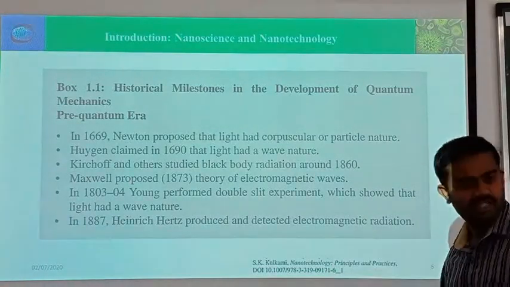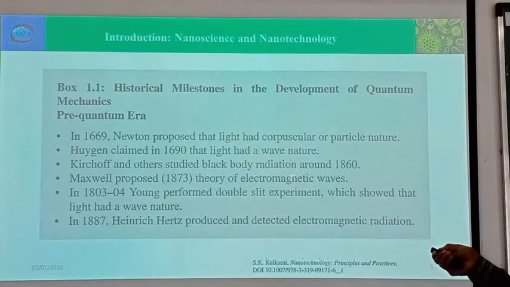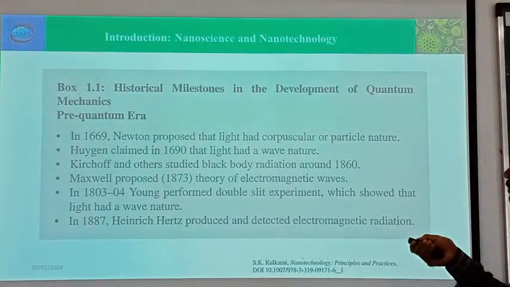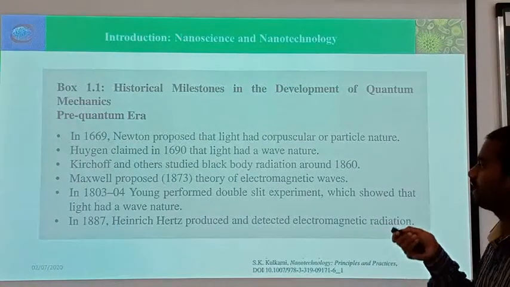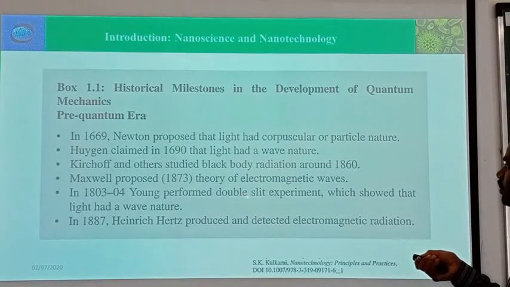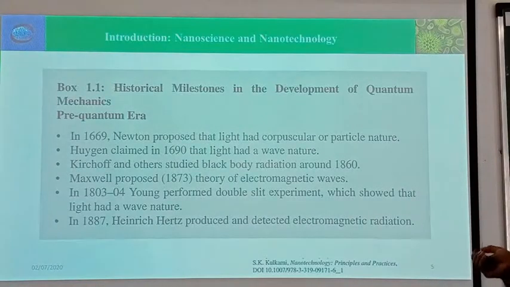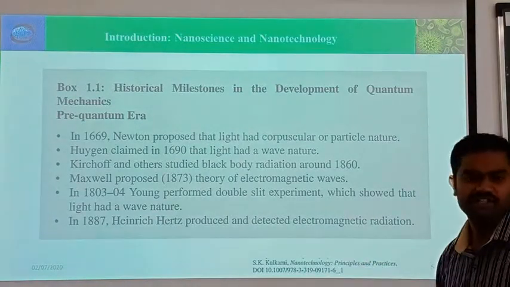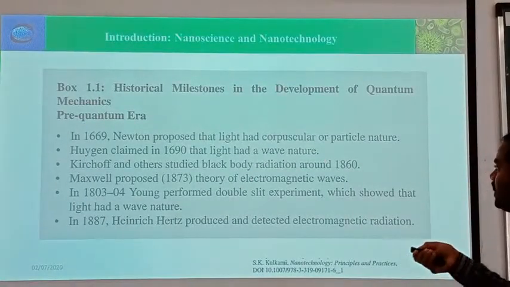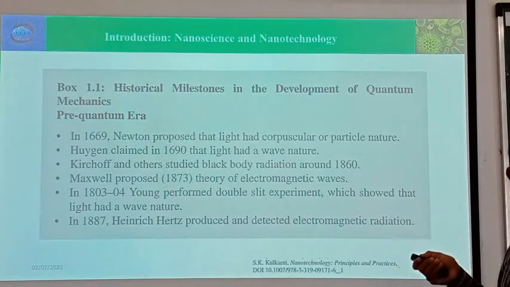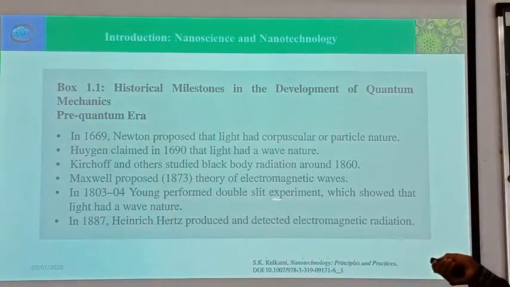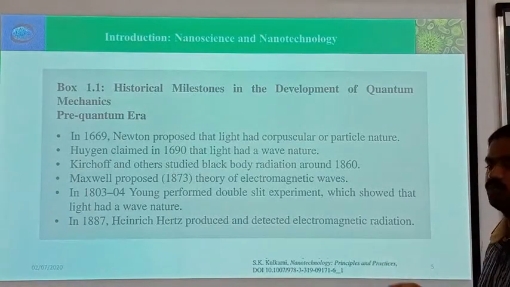Maxwell proposed in 1873 a theory of electromagnetic waves. So slowly there is a development in quantum mechanics. We are discussing the pre-quantum era. In 1803-04, Young performed the double-slit experiment, which showed that light had wave nature. So people are working on that electromagnetic nature, wave nature, particle nature, like that. So up to 1803 light was known as having a wave nature.